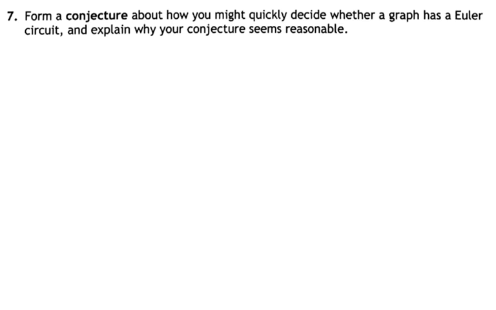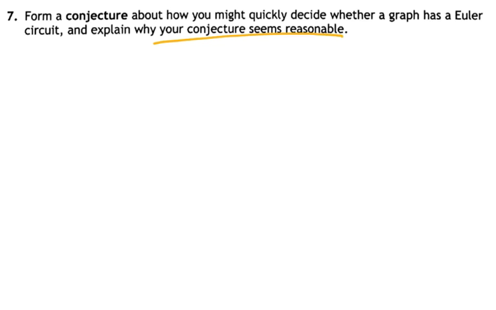So for question 7, form a conjecture about how you might quickly decide whether a graph has an Euler circuit and explain why your conjecture seems reasonable. Well, our conjecture should seem reasonable based on the answers to questions 3, 4, 5, and 6. We determined which graphs have an Euler circuit, we determined the degree of each vertex, and we found some characteristic that the two Euler circuits had in common.